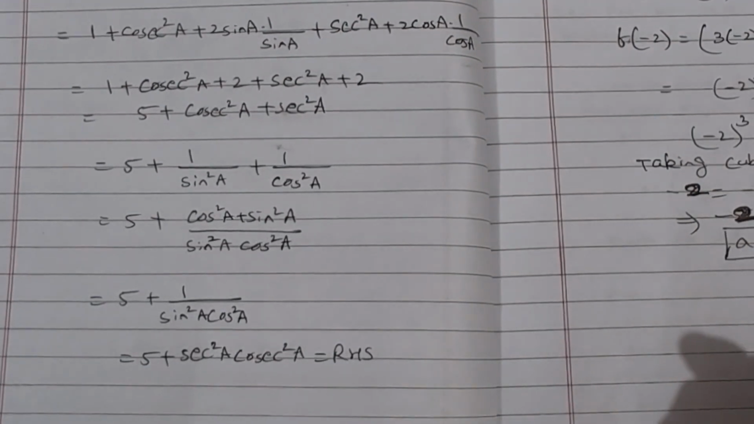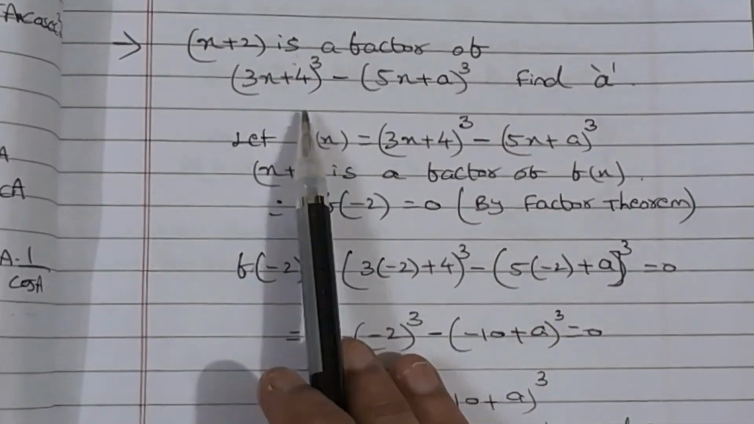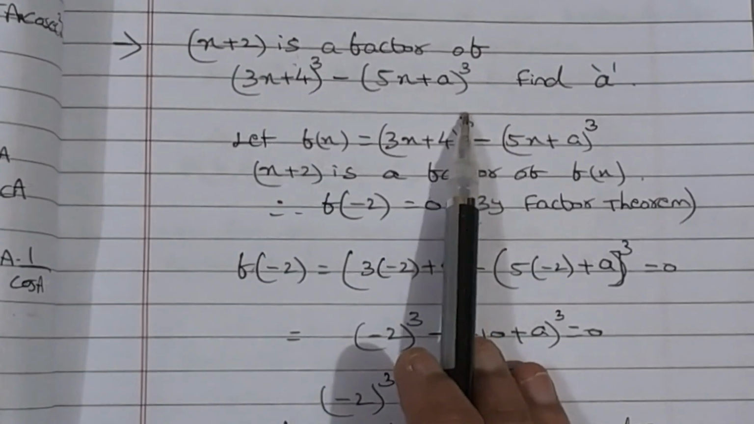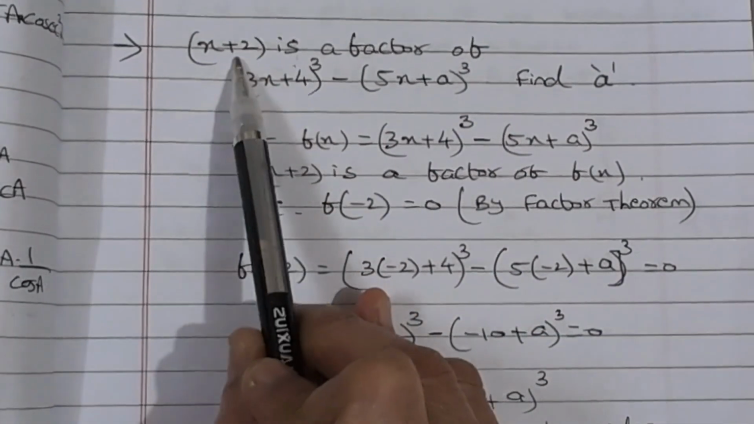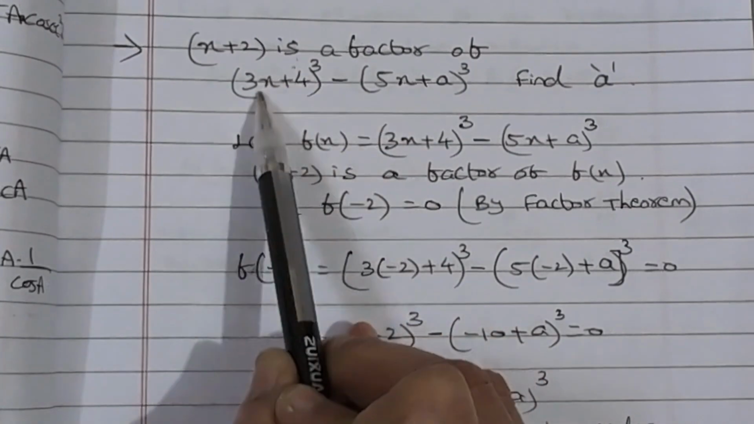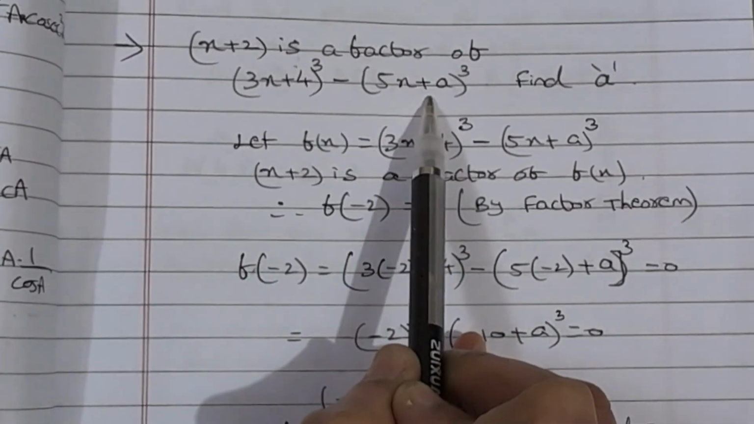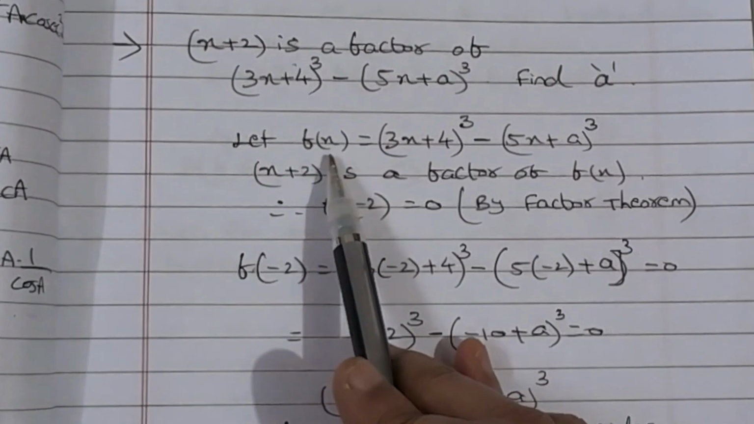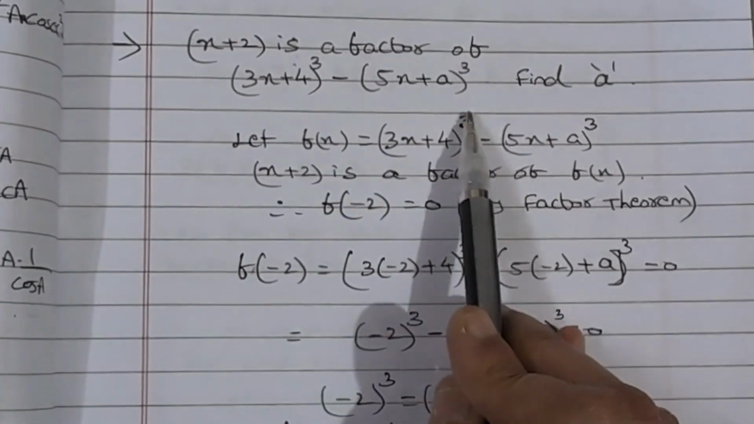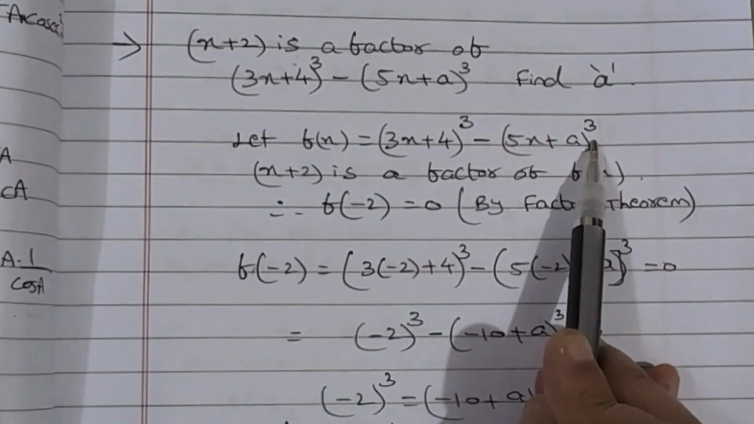RHS. Okay. Next question, x plus 2 is a factor of (3x + 4) whole cube minus (5x + a) whole cube. We have to find a. Now सबसे पहले this x plus 2 is a factor of this, तो इसको हम लोग we have to denote this polynomial by fx or px or anything. ठीक है, so let fx equal to (3x + 4) whole cube minus (5x + a) whole cube.